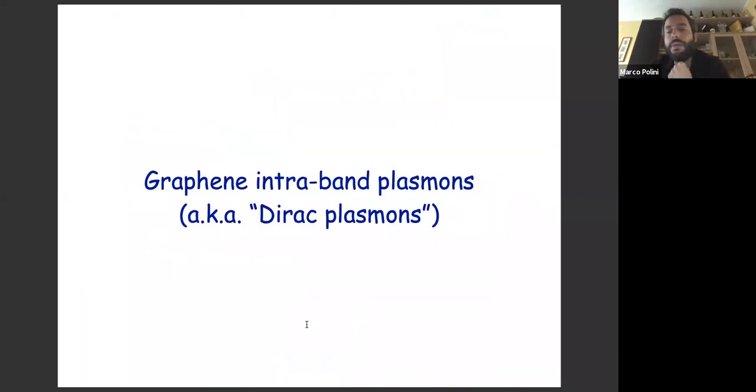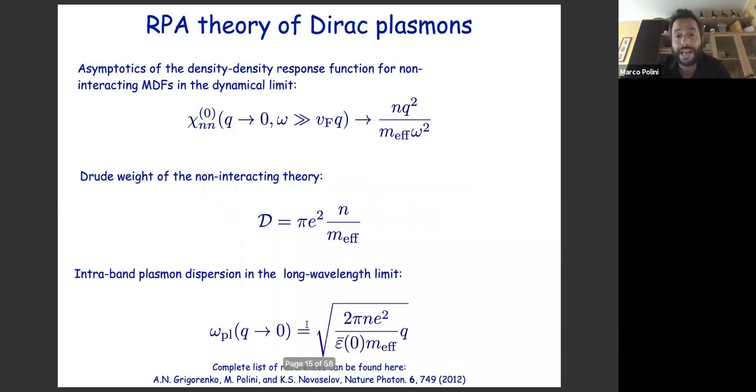Let me talk about the workhorse of SNOM. The material where SNOM has been probably most successfully applied in the last 10 years by a variety of groups that I will mention, let's target a very well understood material like graphene in the Fermi liquid regime. This supports plasmons which are intraband excitations, usually called in the literature Dirac plasmons.